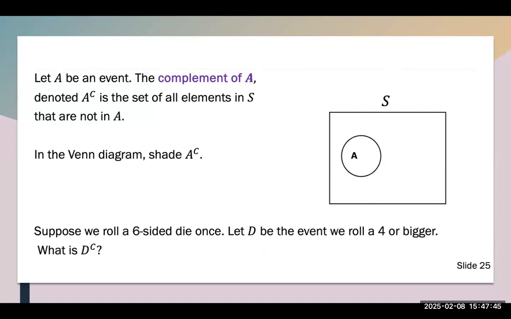Let's try another one. So we're going to roll a 6-sided die once. D is the event we roll a 4 or bigger. What is D complement? Let's put it into words. D complement is the event that we roll a 3 or smaller. So D complement is the set of 1, 2, and 3. That's half of the numbers on the die. And so the probability that we roll a 3 or smaller is 1/2.